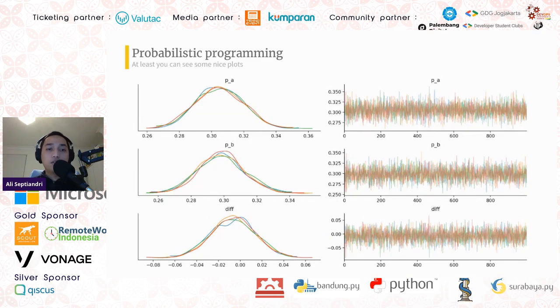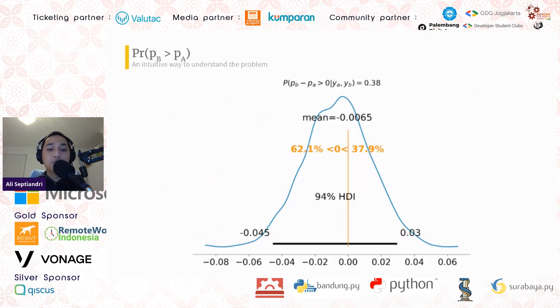You'll get some nice plots. This is known as the trace plot, for PA, PB, and the difference. You'll see that I kind of reformulated the question here. Previously, we wanted to know whether the probability of PB is greater than PA. But in this case, we have diff, which means PB minus PA. So we want to know the probability of PB minus PA being greater than zero.